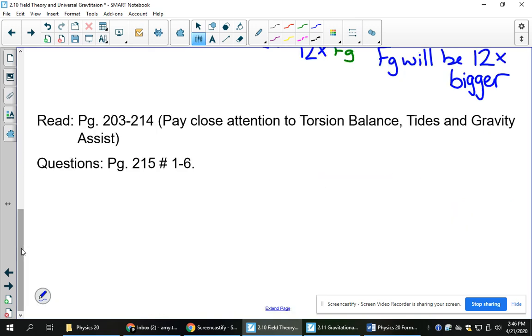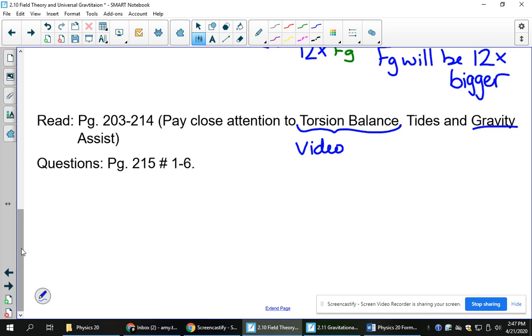So here's the assignment for this lesson. Read pages 203 to 214. Now, you can read about the torsion balance, but this is going to be addressed when you watch the video that I'm sending with this lesson about the girl doing the Cavendish experiment in her bedroom. You can read about tides. It's more just useful, interesting information that helps you to think about the force of gravity and gravitational field strength. It helps explain some things when we think about the moon and the force of gravity and tides.